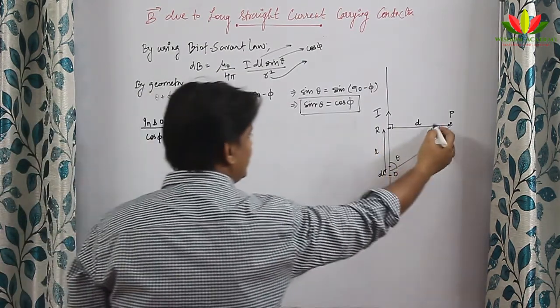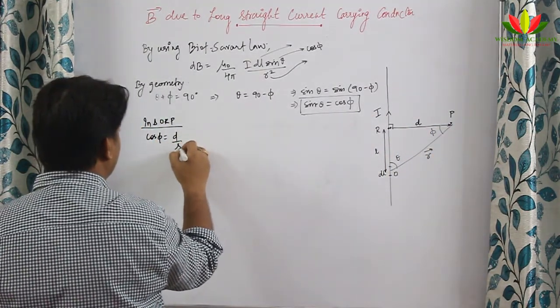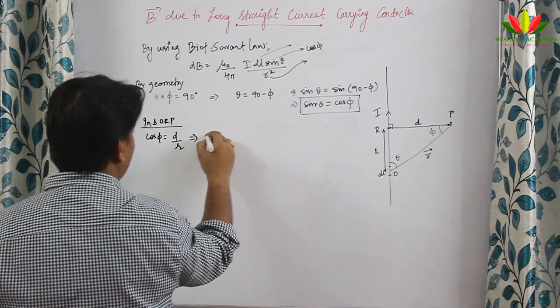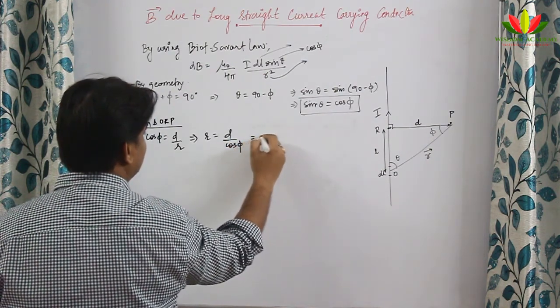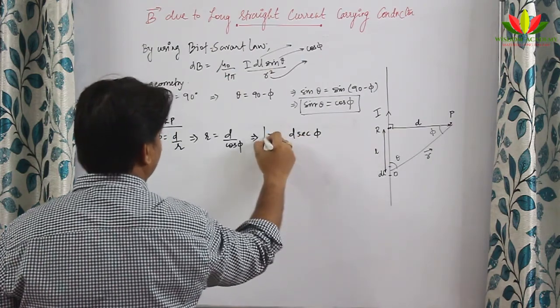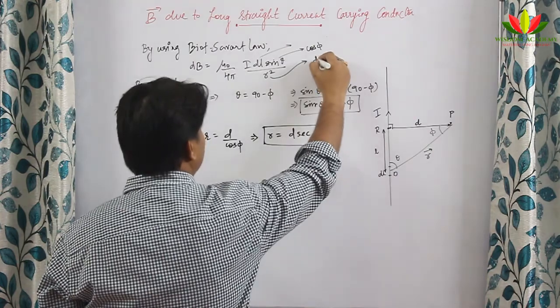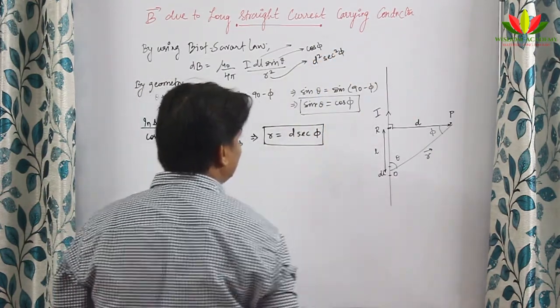In this triangle, cos phi will be D by R. So from here I will get the value of R, that is equal to D by cos phi, so R became equal to D sec phi. So I got the value of R as D sec phi, and R square will be D square sec square phi. I hope you are understanding this.